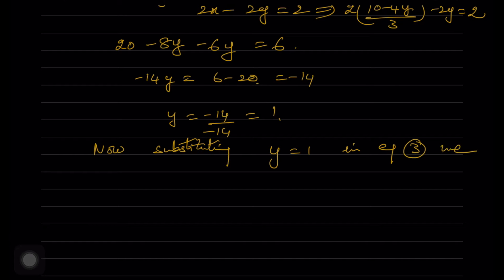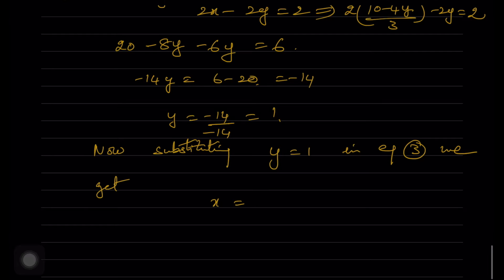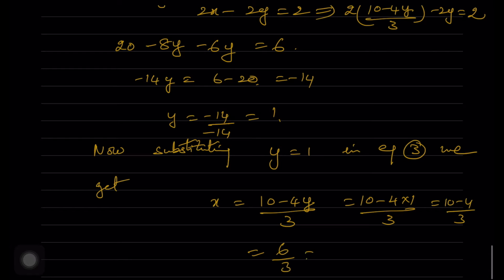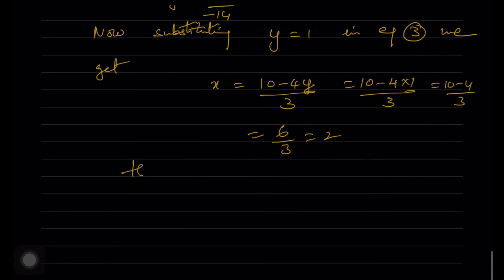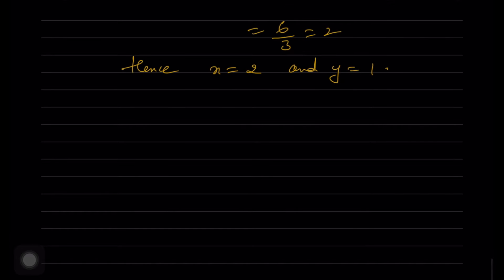So now substituting y is equal to 1 in equation 3, we get x is equal to 10 minus 4y by 3, which is 10 minus 4 into 1 by 3, that is 6 by 3, which is equal to 2. So we are getting x is equal to 2 and y is equal to 1. So by both the methods we got the same answer.